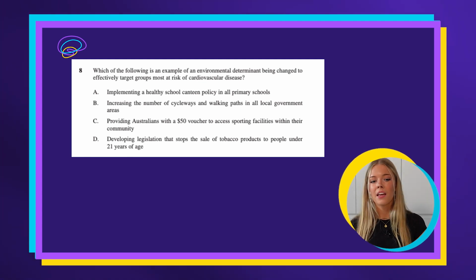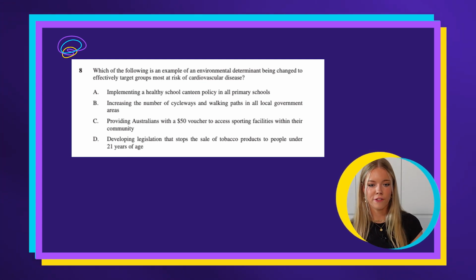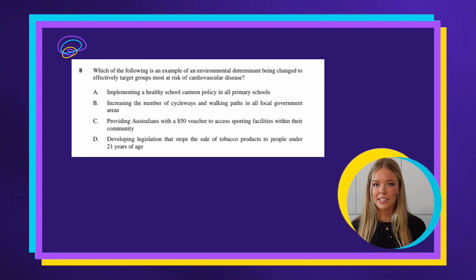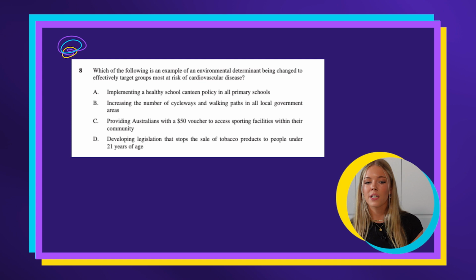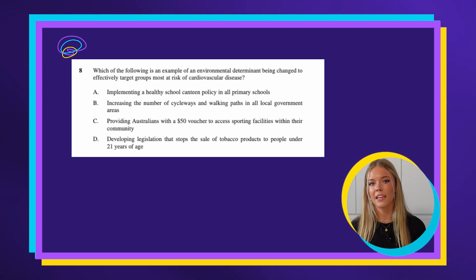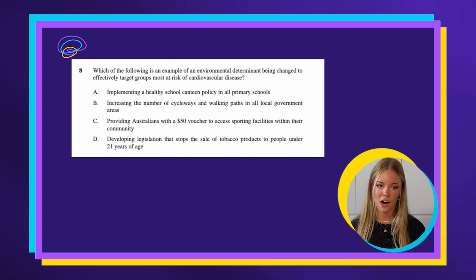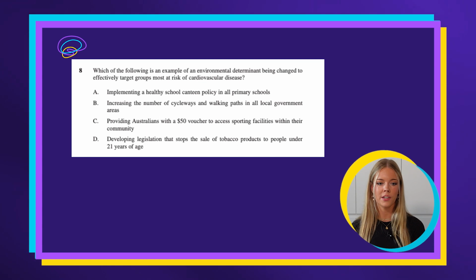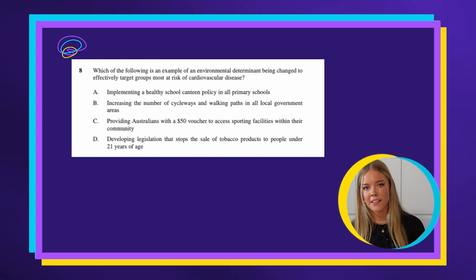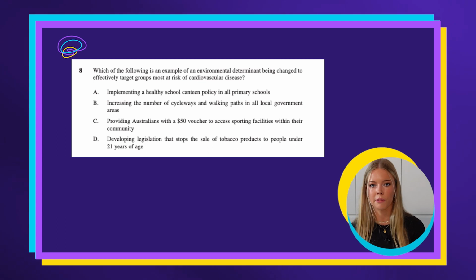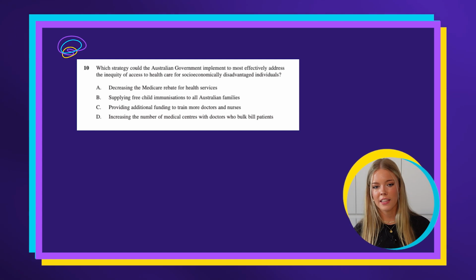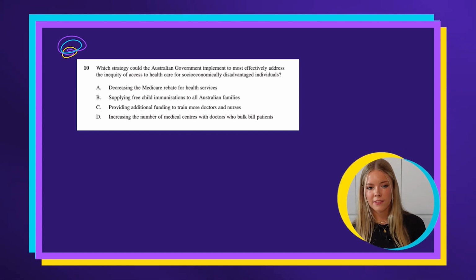Looking at option C, providing Australians with a $50 voucher to access sporting facilities within their community. This is tricky because it does sound like it's targeting groups at risk and cardiovascular disease. However, we can identify that because it's talking about a $50 voucher, it's more likely a socioeconomic determinant rather than environmental. Option D is developing legislation that stops the sale of tobacco products to people under 21 years of age. Like option A, this is targeting young people who we know is not a group at risk of CVD, so my answer is B.